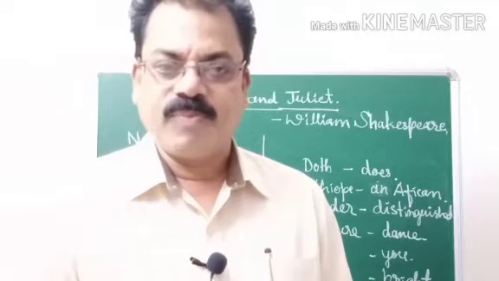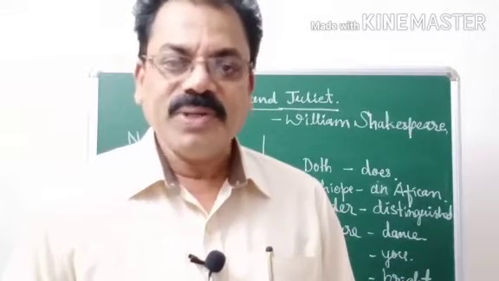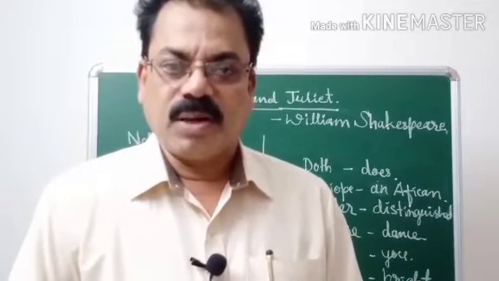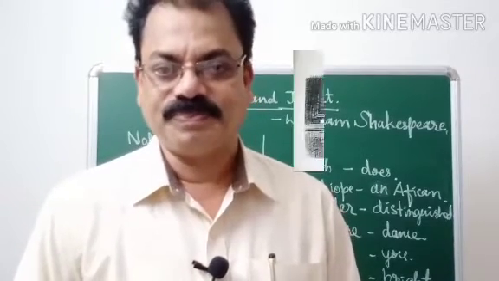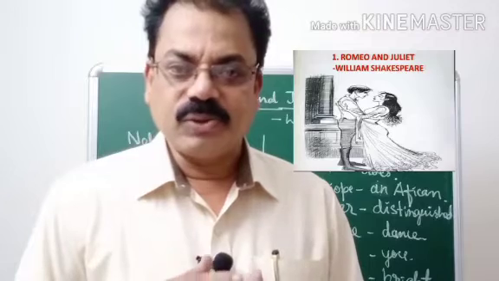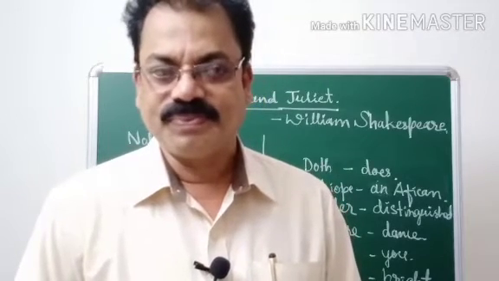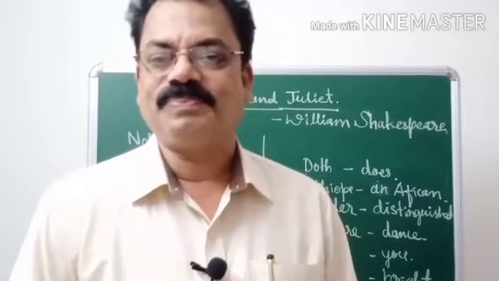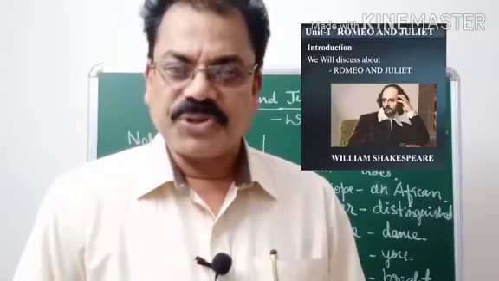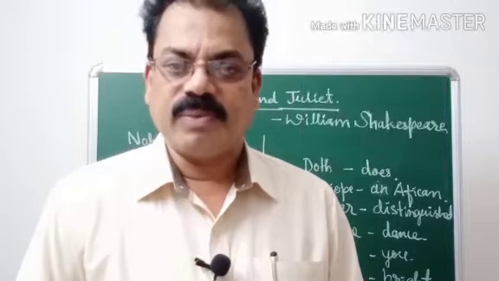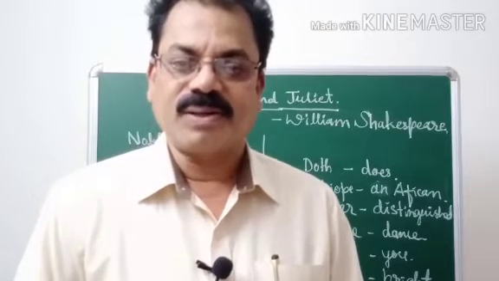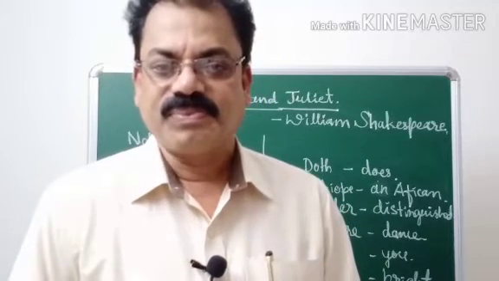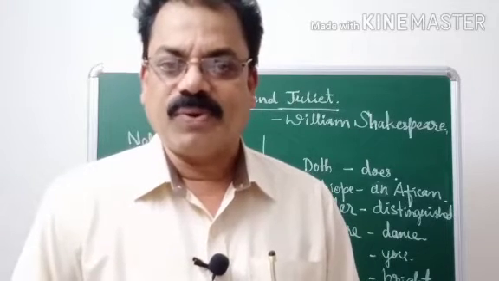Now I take up the first unit from 2nd PU English course book. That is a poem, Romeo and Juliet. This legendary love story was written by the greatest English dramatist William Shakespeare. William Shakespeare has written 37 plays. Some of them are tragedies, some others are comedies. And he has written 154 sonnets.